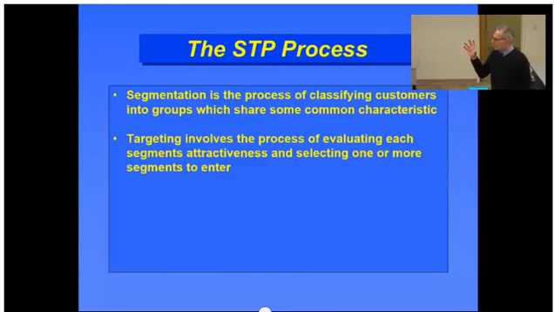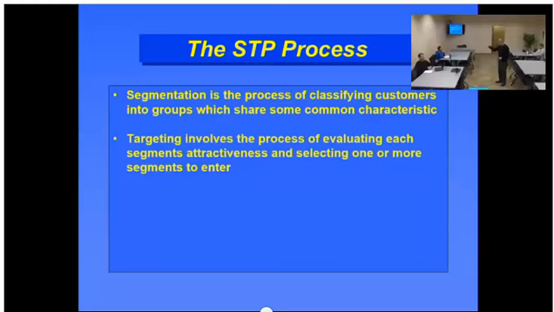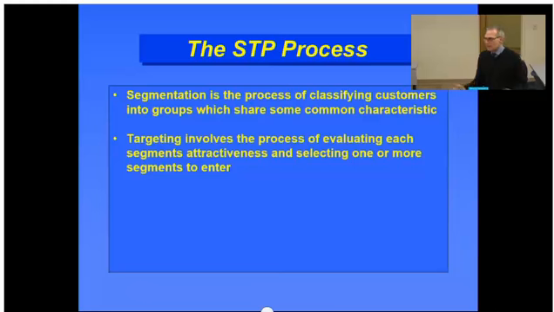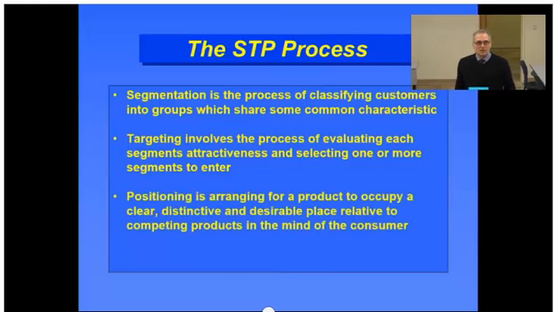Now we have to evaluate which of these segments is most attractive to us, and whether we can capture market share in that segment and its customers. We have the ability to serve that in a way that our competitors can't, in the way our potential customers desire. Positioning is arranging for a product to occupy a clear, distinctive, and desirable place relative to competing products in the minds of consumers. So Starbucks is doing that in different countries in different ways. All right, so this is the STP process.